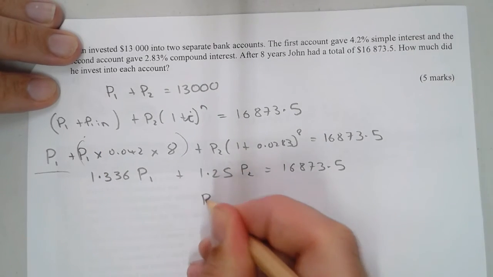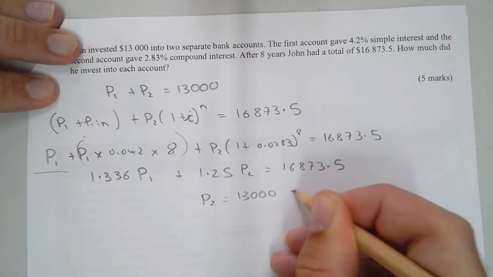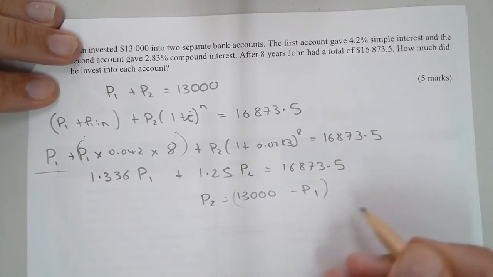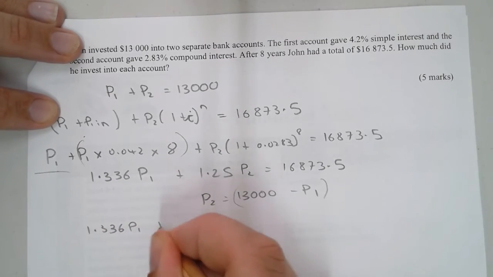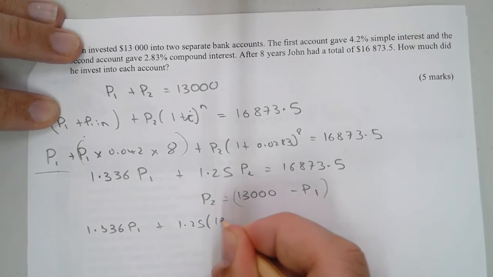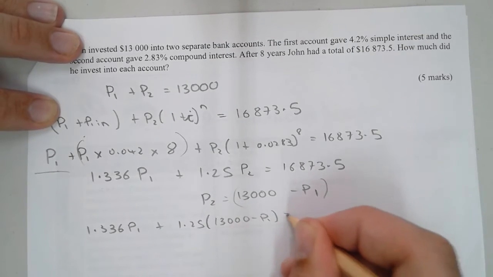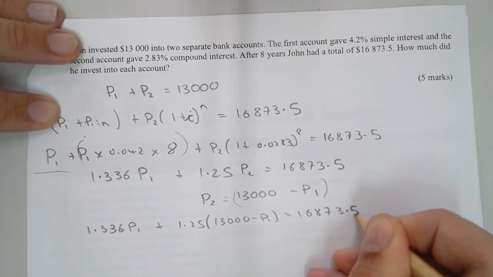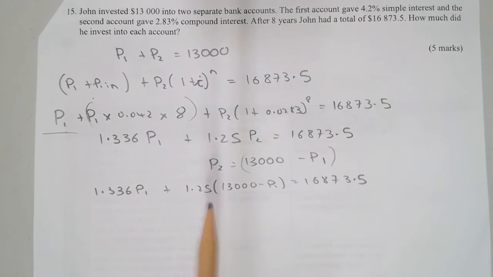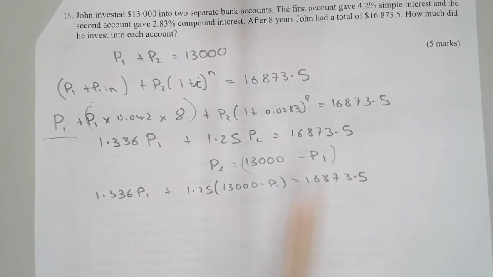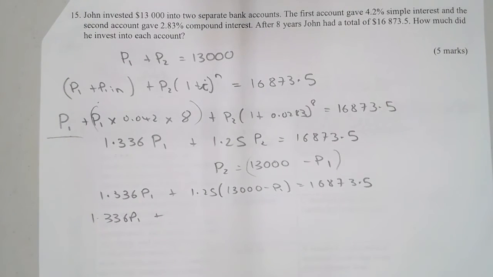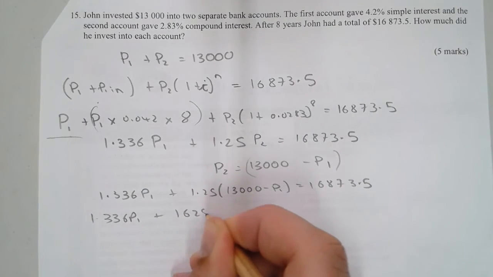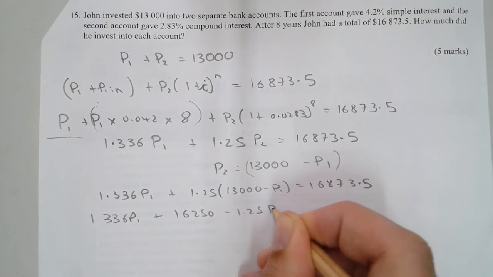Take away the, so I'm going to write that down, 13,000 minus the P1, and I'm going to substitute this into P2. So you end up with 1.336 P1 plus 1.25 times 13,000 minus P1 equals 16873.5. It's basically simultaneous equations, and we've substituted P2, so it's all in terms of P1. I'm going to simplify this. So 1.25 multiplied by your 13,000, and you get 16250 minus 1.25 P1.